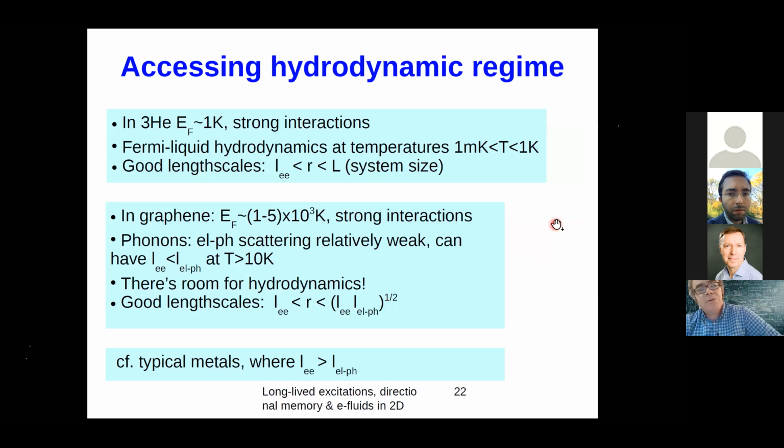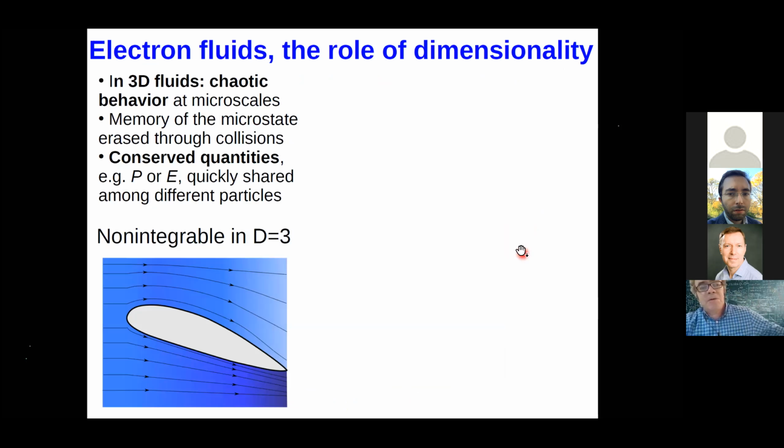Let me skip this slide, which tells you on what length scales and at what temperatures we can look for hydrodynamics. That's very important to plan and understand experiments, because there are considerations for temperatures and for length scales. But we can come back to it if there are questions. Right. Let me maybe show one more slide, which is part of the introduction.